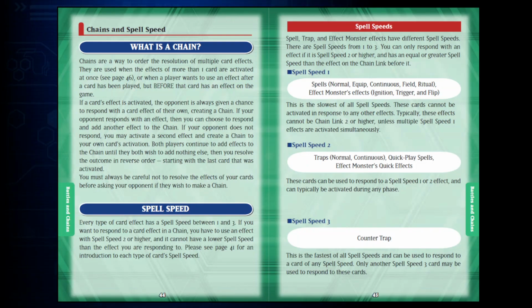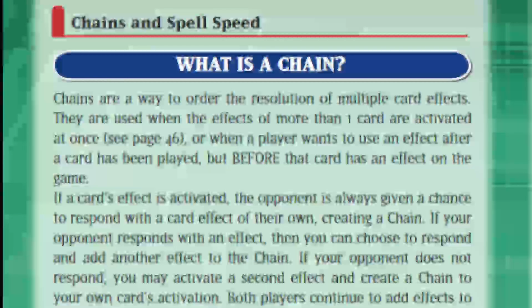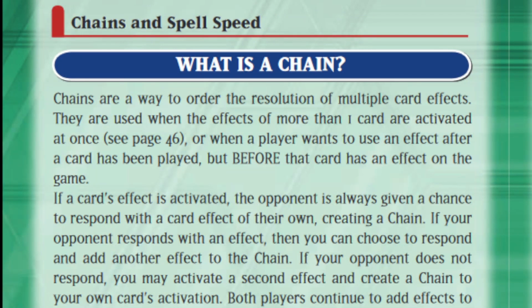In this video, we're going to learn what a chain is and what speed spells are. Chains are used in order to help resolve a sequence of activated card effects. Whenever a card is activated, it starts a chain link. If a card is responded to, it creates the next chain link.